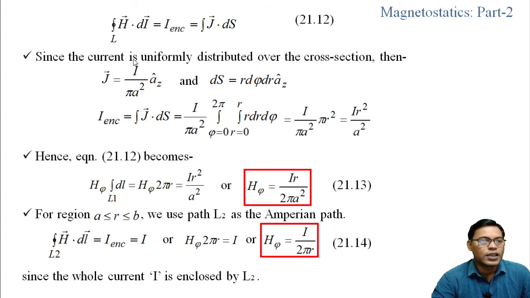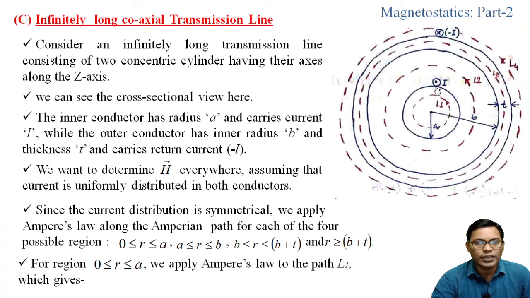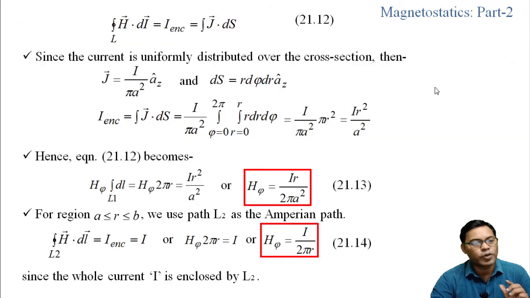Here you see that the current is uniformly distributed over the cross section, therefore J can be written as the current density. Current density means the current divided by the area. So here the current coming out is I, and the area we can find out is pi a square, because a is the radius of this conductor. I by pi a square will give us the current density which is flowing through the inner conductor, and it is obviously moving along the z direction, that is why az.